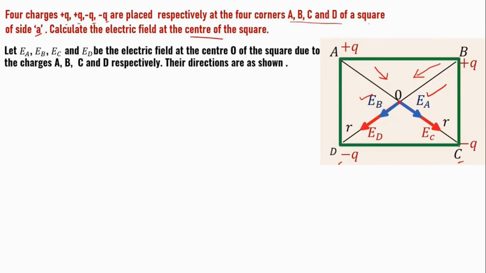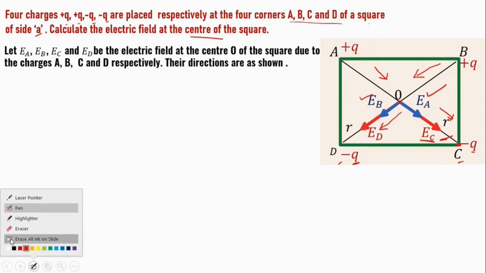Next, C. The direction due to EC, that is, the direction due to the minus Q charge at C. The electric field due to a negative charge always points towards the negative charge. So, this is the direction of EC. From O, EC will be pointing towards the negative charge. Keep this in mind. Similarly, at the point D, we have placed a negative charge. Again, ED, the electric field due to the negative charge, will be pointing towards the point D, that is, towards the negative charge. So, this is the direction of ED. I hope now the direction will become clear to all of you.